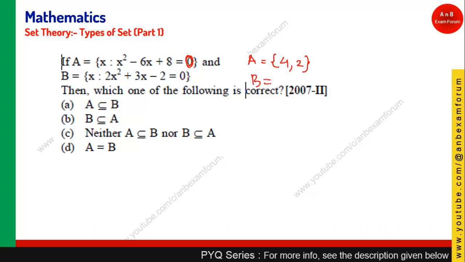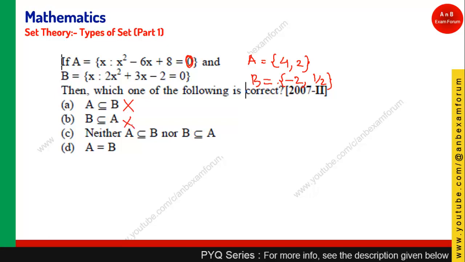Coming to B, if you solve it, which is very simple again, if you have any doubt you can ask me in the comment box, I will tell you. The answer would be -2 and 1/2. Okay, so which of the following is correct? Is A a subset of B? No, because 4 and 2 are not there, so this is not correct.